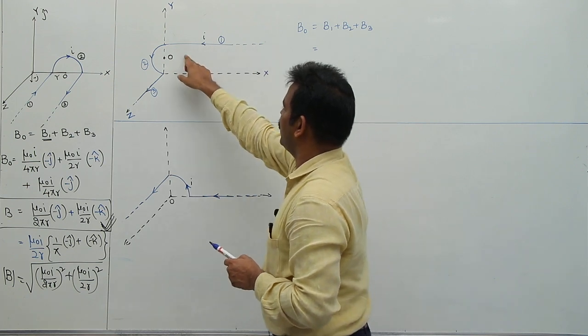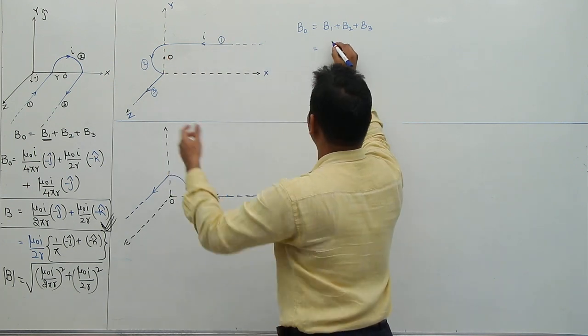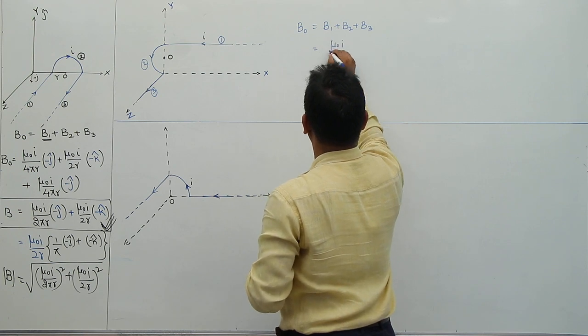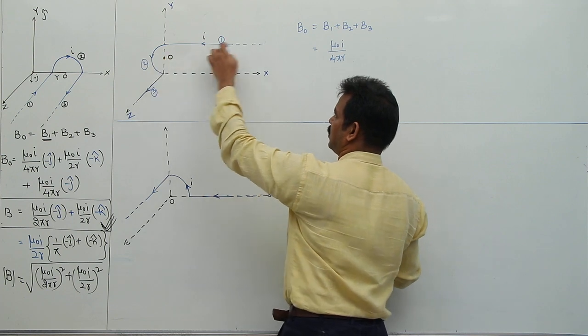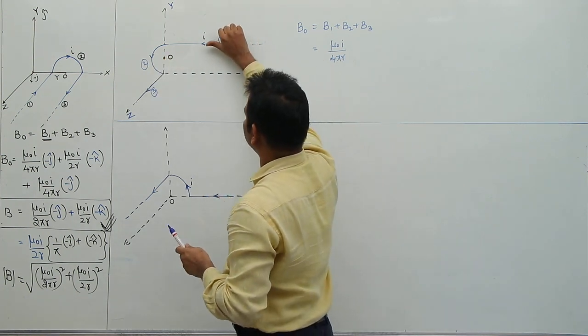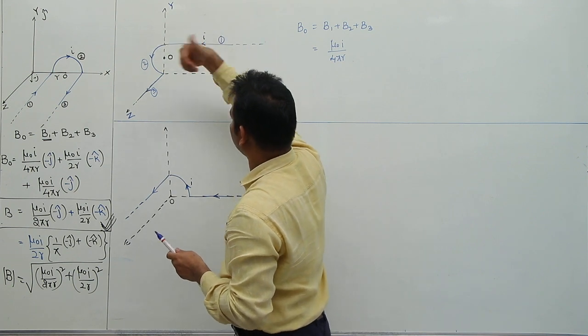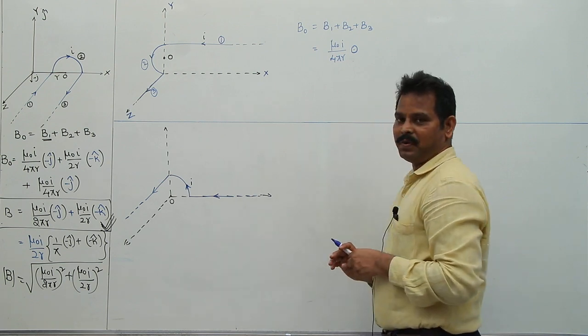So what is B1? Magnetic field at one end of a semi-infinite wire. So a similar formula, mu naught I by 4 pi r. One angle will be 0, the other angle will be 90, so this will be 1. And how is it acting? As the current is flowing, this is into, this is outwards. So this field will be outwards. This is the first field.